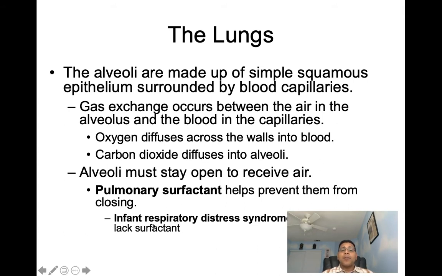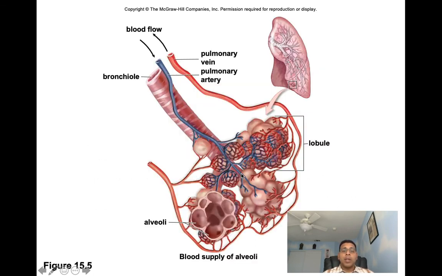We can see we have infant respiratory distress syndrome that happens in premature infants. Here we can see in premature infants, they lack surfactant. Without the surfactant, this won't allow the alveoli to remain open, which then won't allow gas exchange to occur. So here we can see that as the air makes its way through, we have to make sure these alveoli remain open. If they're not open, then gas exchange is not going to be able to occur. So surfactant is one factor that helps to keep those alveoli open.